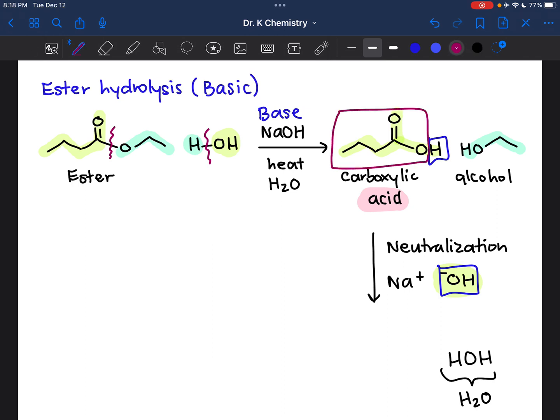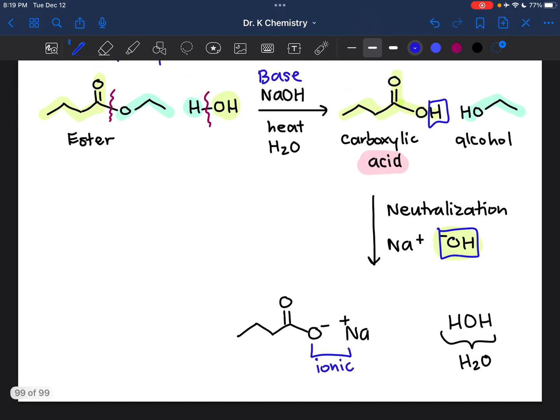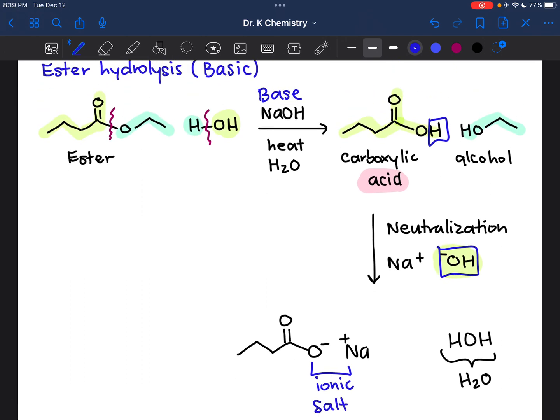Now, all that's left is this carboxylate and the sodium ion, and those are going to be in contact with each other. So once we take away that hydrogen, the carboxylate will have a negative charge, and the sodium ion will stabilize it. So these are going to produce an ionic bond, or what we call a salt. Alternatively, you could omit those charges and just write the carboxylate with a sodium next to it, which implies that we are looking at a positive and negative charge.